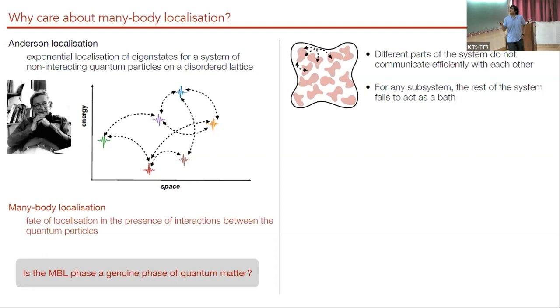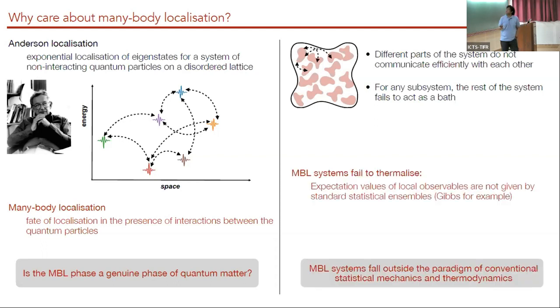So if the many-body localized phase does exist, then we would have discovered a robust class of systems that fail to thermalize. When I say they fail to thermalize, I mean that the expectation values of local observables are not given by standard statistical mechanical ensembles like Gibbs, for example. That raises quite a number of fundamental questions, because then these MBL systems fall outside the paradigm of conventional statistical mechanics and thermodynamics.